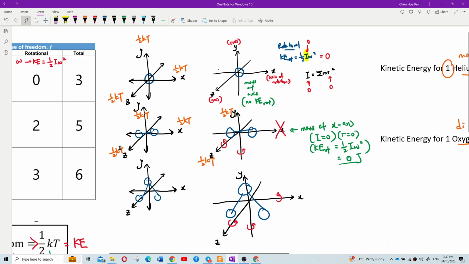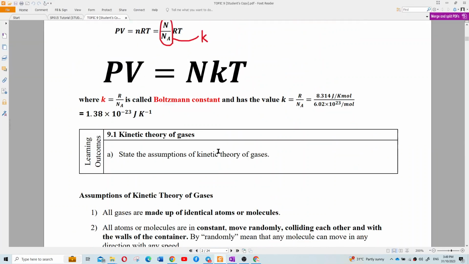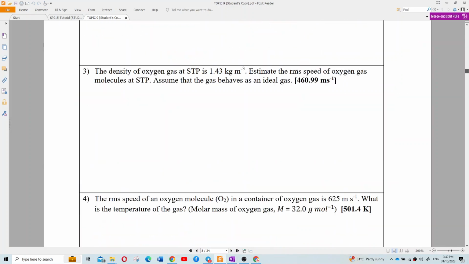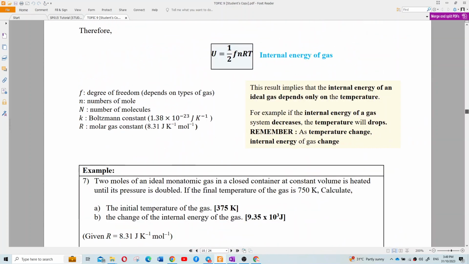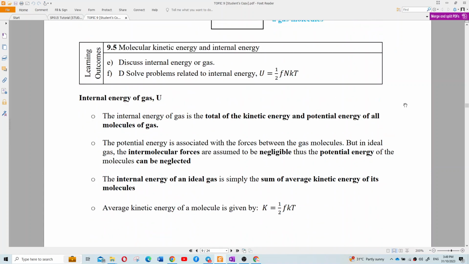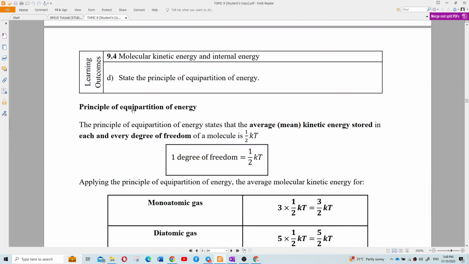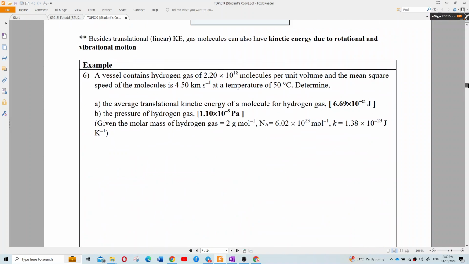Same question: why is everything half kT? Why can't this one be 4 over 2 kT? This one, half kT is enough. Why must they all be equal? It all goes back to the principle of equipartition of energy. Equipartition means they all have the same amount of energy. Each degree of freedom has the same amount of energy. Why the same amount of energy? Back to our assumption.